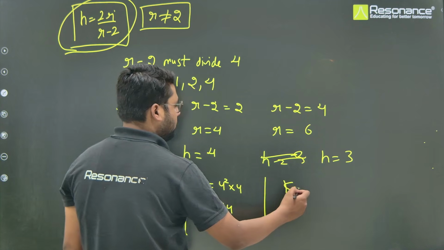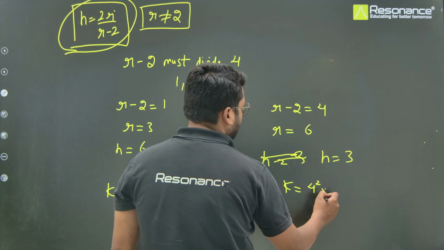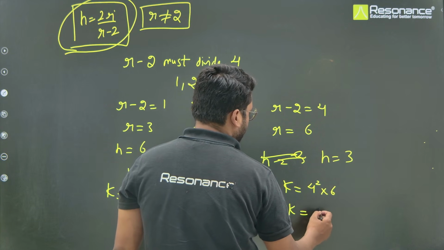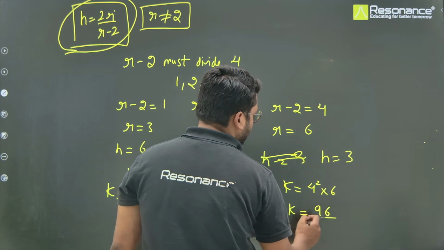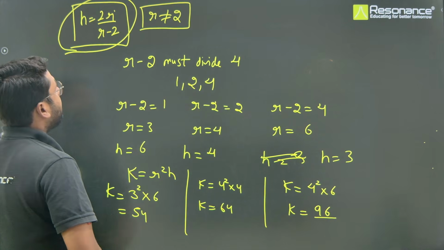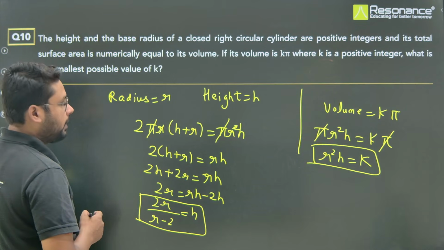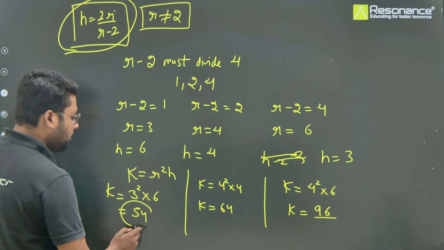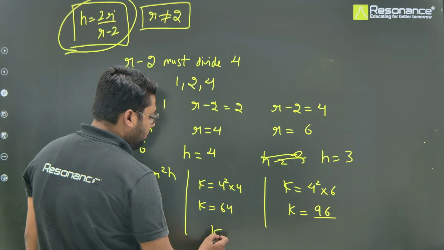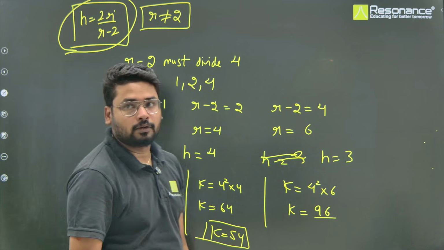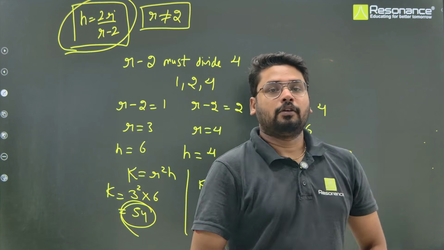From this, 4 square into 6, 96. So we need the smallest possible value of k. So the smallest possible value is 54. So our correct answer for k is 54.